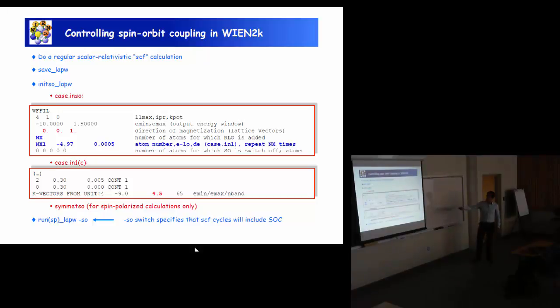Usually when you do a spin-orbit calculation, the first point is to increase Emax in the input one file. When you do LAPW1, you recalculate your eigenvectors and eigenvalues for a larger energy range, and then you use them as a basis set for this LAPWSO calculation. And it is easy to run. Instead of doing run_lapw, you do run_lapw -so. And if you are in the spin-polarized case, you just have to include this.